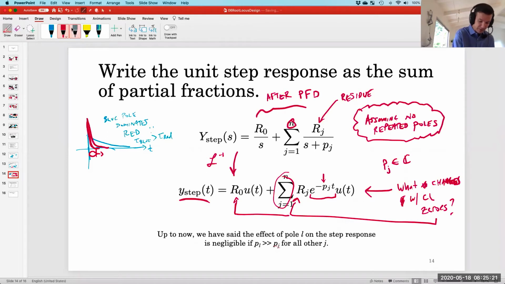Now, all of a sudden, the region of time where red is effective has shrunk. So the region of time that we can ignore red has grown. This is an illustration of the dominant pole approximation. And what I'd like to say now is there is another way that we can make these simplifying assumptions.